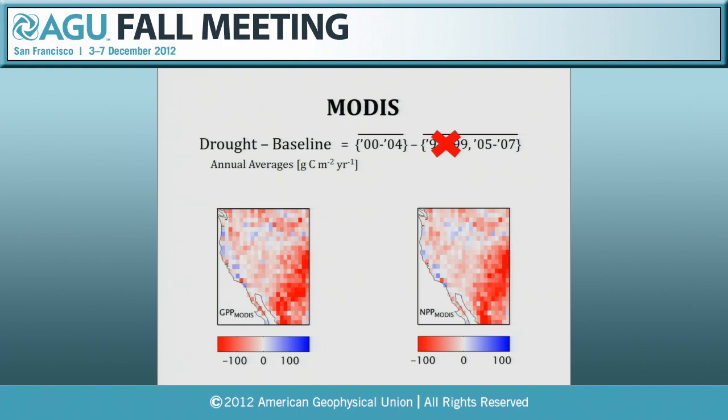Let's look at this from a slightly different perspective, namely using the MODIS products of GPP as well as NPP. Now, this is not quite a one-to-one comparison because we do not have MODIS data prior to the year 2000. But despite that, there is still this high degree of spatial coherence here. And the main point that I'd like to emphasize is this notion that plant productivity was very much depressed during the turn of the century drought.